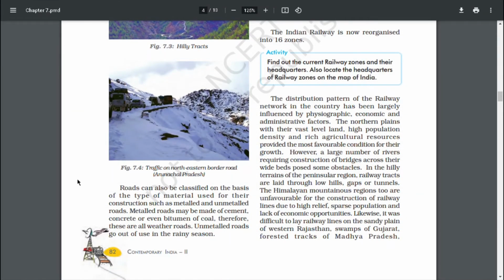Roads can also be classified on the basis of the type of material used for their construction, such as metalled and unmetalled roads. Metalled roads may be made of cement, concrete, or even bitumen of coal. Therefore, these are all-weather roads. Unmetalled roads go out of use in the rainy season.